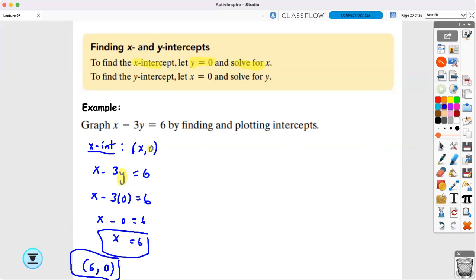That's the first intercept. Now I'm gonna switch up my colors and find the y-intercept. And remember, what does the ordered pair for a y-intercept look like? I had you write it in the first slide. Well, we know the x-intercept is (x, 0). The y-intercept is (0, y).